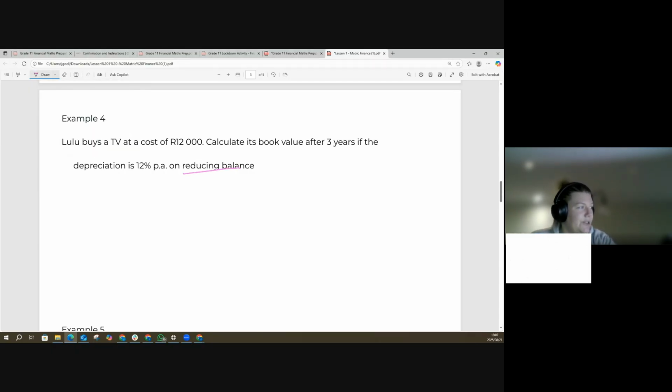So reducing balance means we are going to use our A equals P(1 minus i)^n. A, we don't know. P is 12,000. i is 12% and n is 3. So again, we are just going to pop it into our formula. Oh, I have got an extra 0 there.